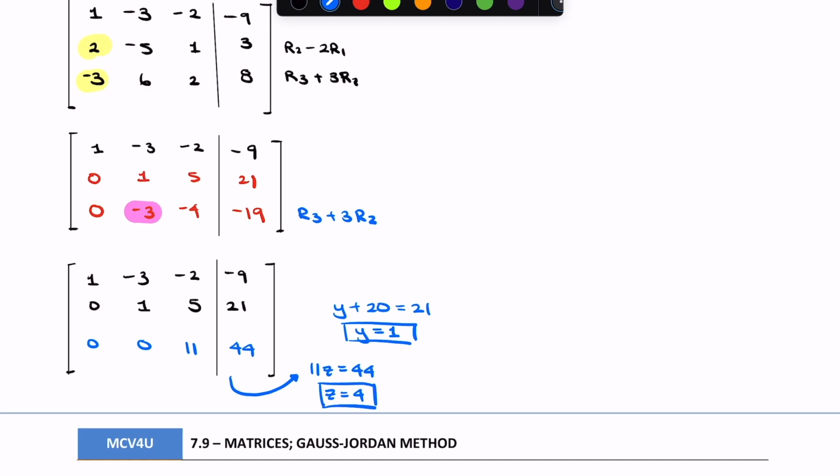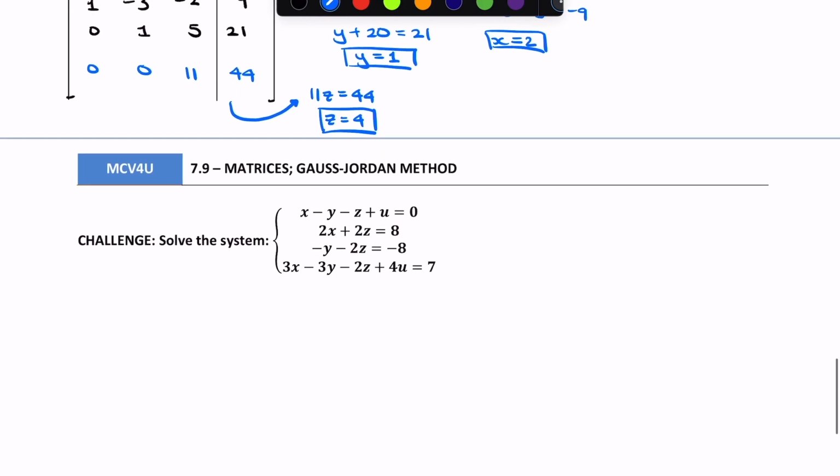And then we can set both of those into our first row equation, which is x minus 3 times y, which is -3, and -2 times z, which would be -8. So here we have x minus 3 minus 8 is equal to -9, and therefore x will be equal to 2. And so here, therefore, our point of intersection will be at 2, 1, and 4.